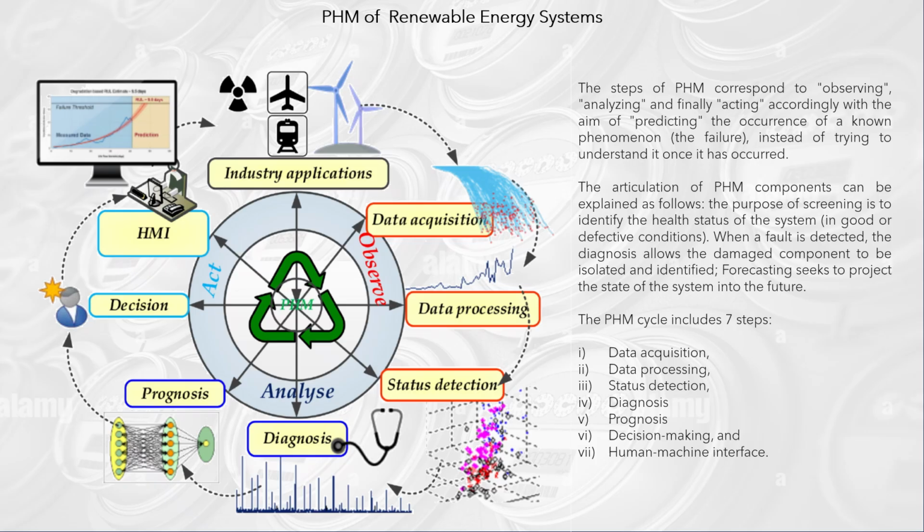The articulation of PHM components can be explained as follows. The purpose of screening is to identify the health status of the system, in good or defective conditions. When a fault is detected, the diagnosis allows the damaged component to be isolated and identified. Forecasting seeks to project the state of the system into the future. The PHM cycle includes 7 steps: data acquisition, data processing, status detection, diagnosis, prognosis, decision-making, and human-machine interface.